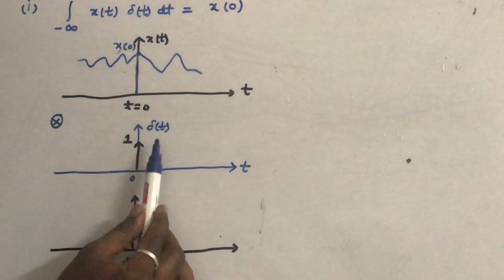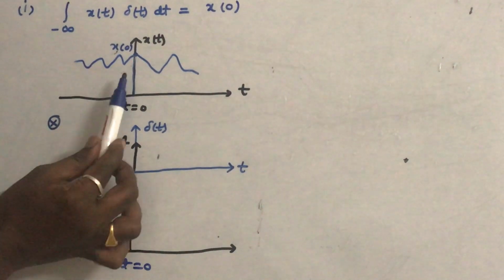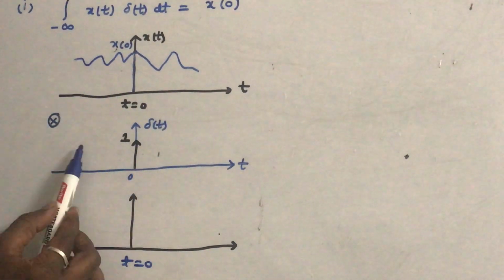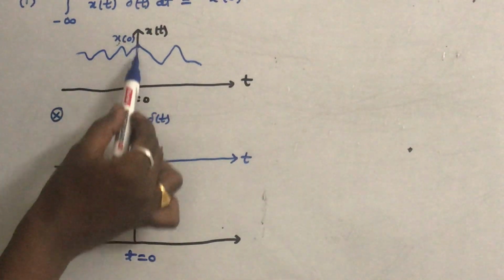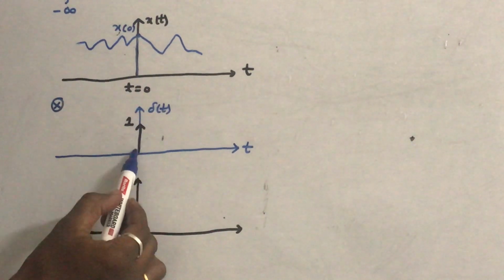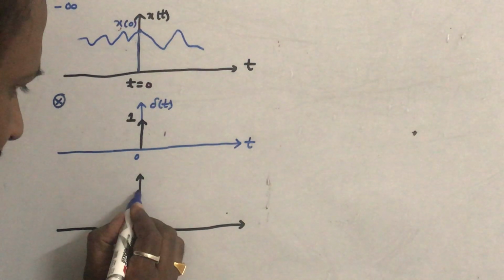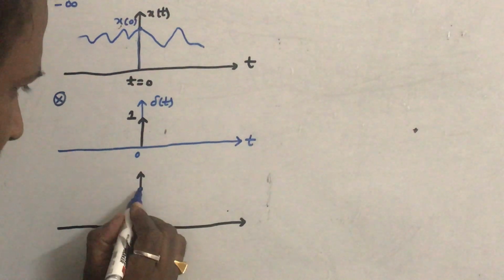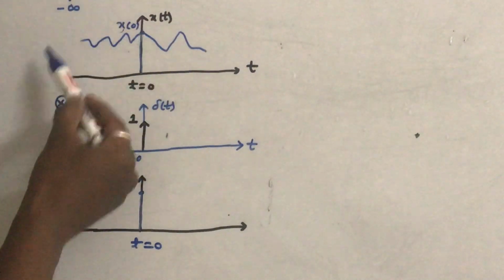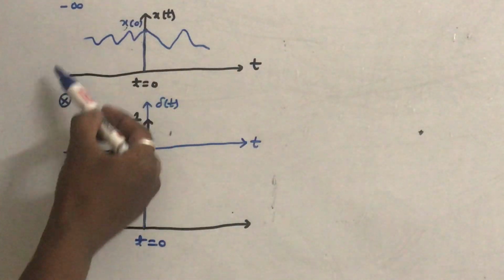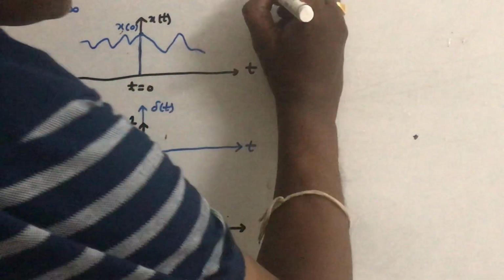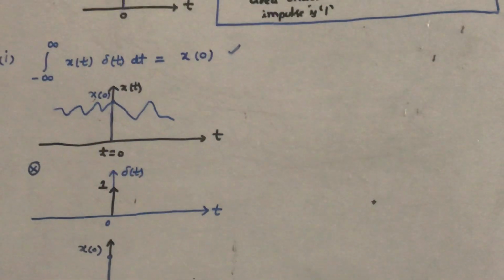Anything multiplied by 0 is 0. That means the side towards the left of t equal to 0, where the signal is multiplied by 0, is 0. So what is the multiplication of these two signals? Only the amplitude x of 0 into 1 remains, so only this sample remains, which is x of 0. What will be the area under this product curve? The area under this product curve is only x of 0. In this way you can understand this property. This is the first property.